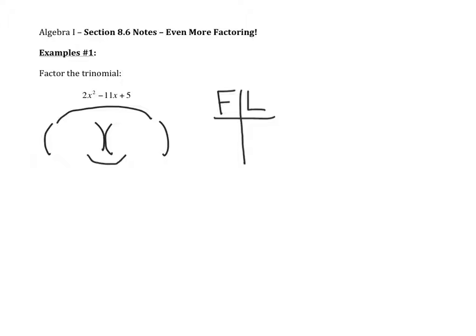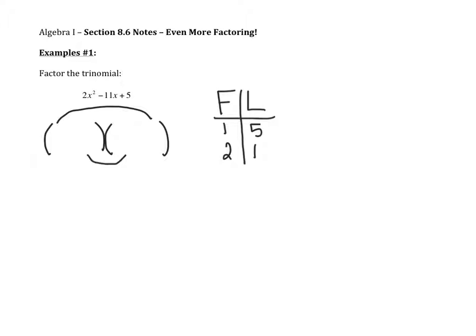1 times 2 is 2, so I know that I have to take 1 times 2 in order to get that 2 of the 2x squared back out. I also know that when I take this last number times this last number, I've got to get 5, and there's only one way to get 5, that would be 1 times 5. So now it's up to me to decide, am I going to take 1 times 1 and 2 times 5 to get that middle term, or am I going to take the 1 times the 5 and the 2 times the 1 in order to get that 11 in the middle?